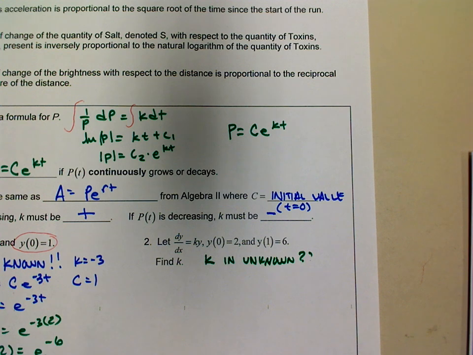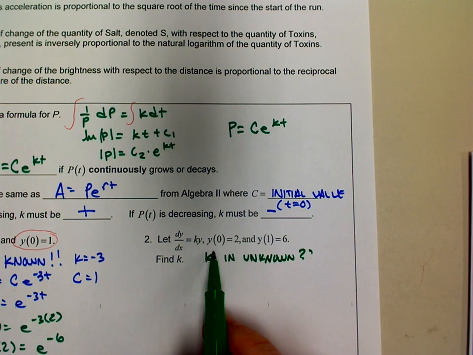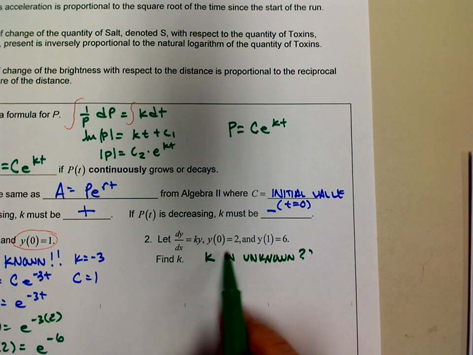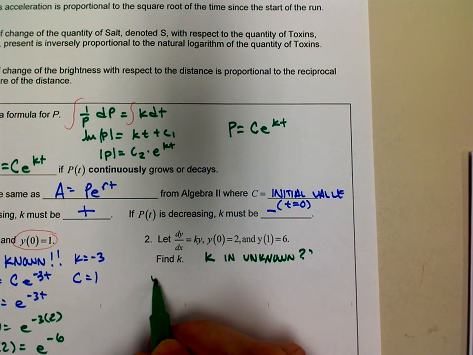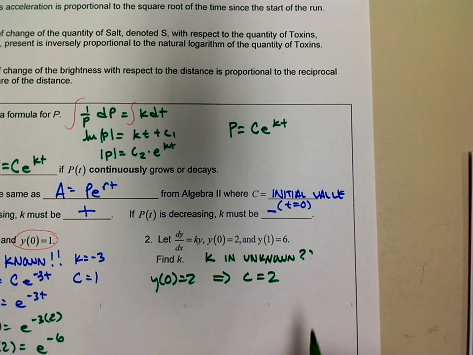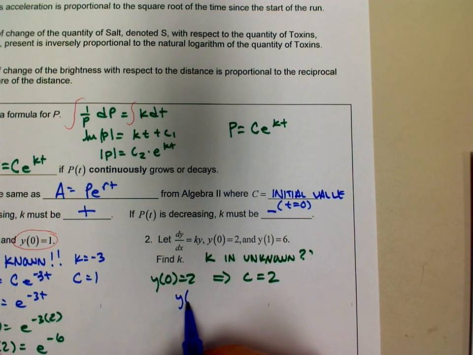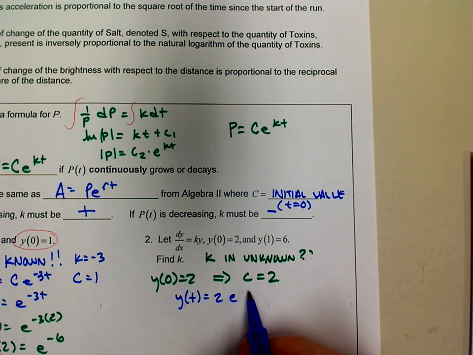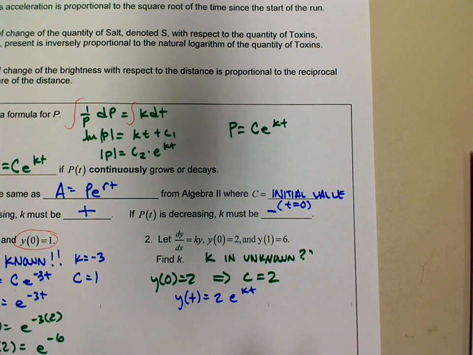So let's see what we need to do to find this. In this case, we do know what c is from the start. The y of 0 equals 2 tells us that c equals 2. So we can start out with y of t equals 2 e to the k times t.